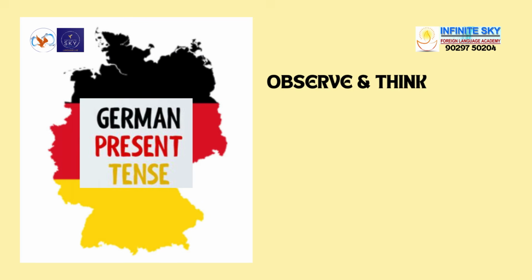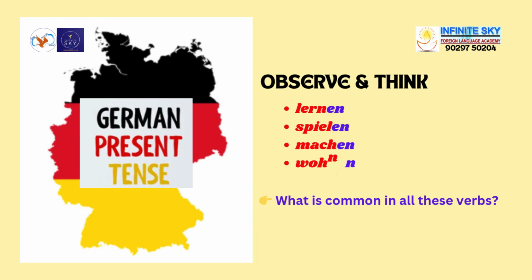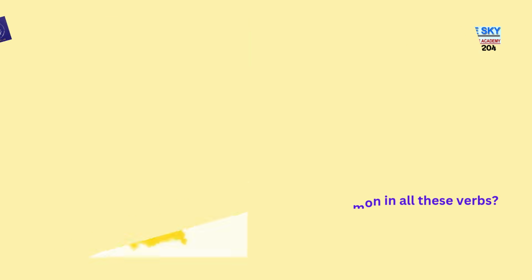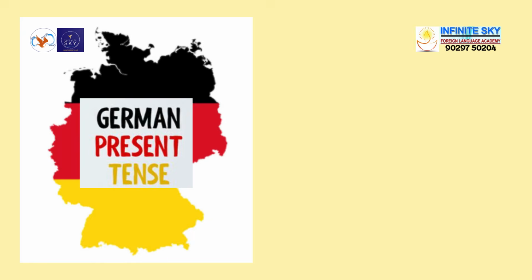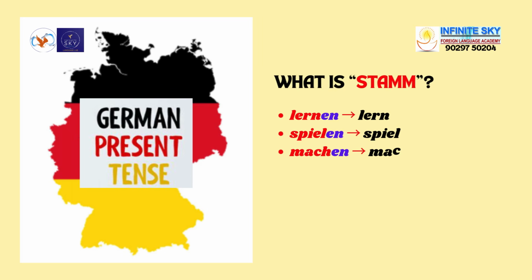Wait, take a moment. Look carefully. What do you notice? Yes, they all end with -en. Every German verb has a stem, which is called Stamm in German. If we remove -en from the infinitive, we will get this stem. And this is our base.